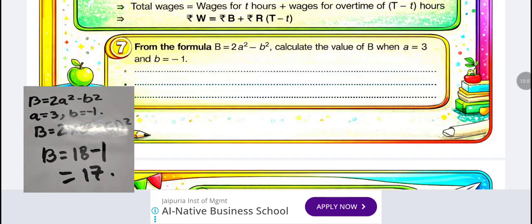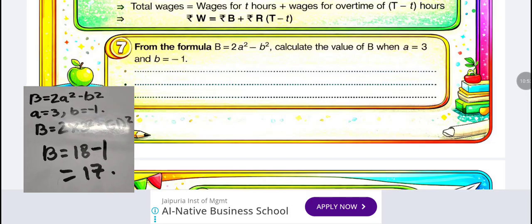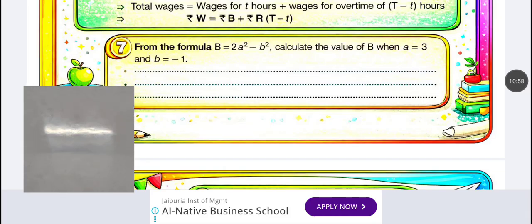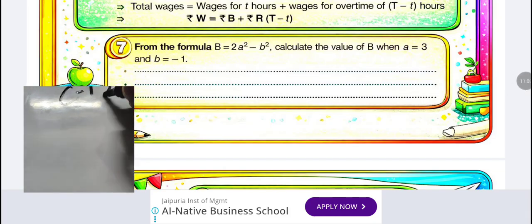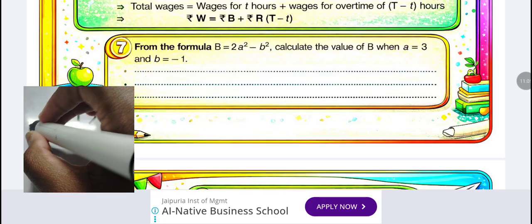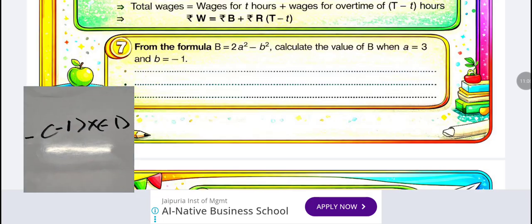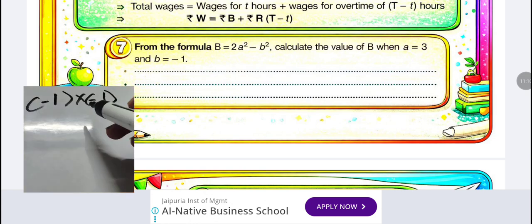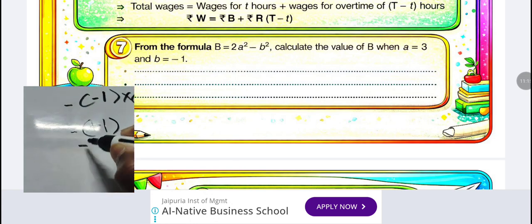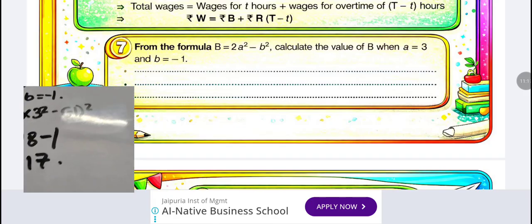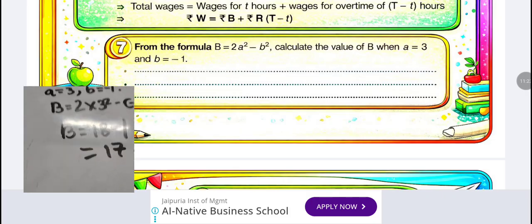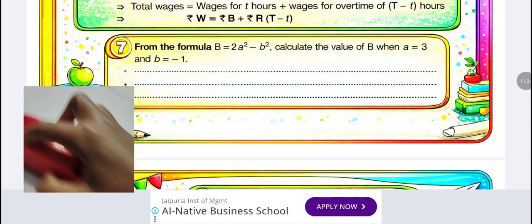Okay, I can explain why. Just give me a moment. Okay, that's my mistake. I have to put them in brackets. Then minus minus will be plus, so 18 plus 1 minus minus minus 1. That's simple. So the answer will be 17. I have explained it, and we have done the 7th one also.